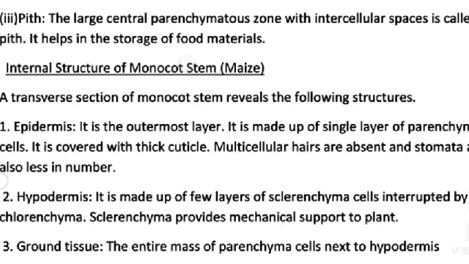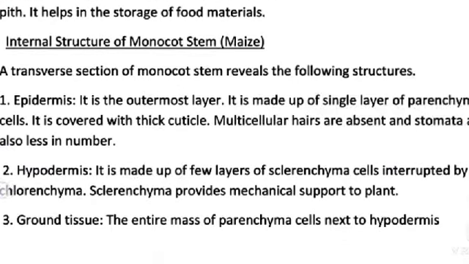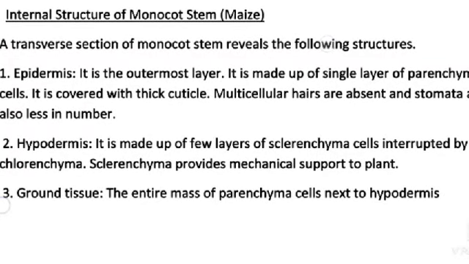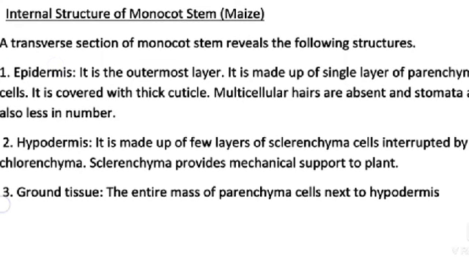Internal structure of monocot stem. Example, maize. A transverse section of monocot stem reveals the following structure. Epidermis. It is the outermost layer. It is made up of a single layer of parenchyma cells. It is covered with thick cuticle. Multicellular hairs are absent and stomata are also less in number.